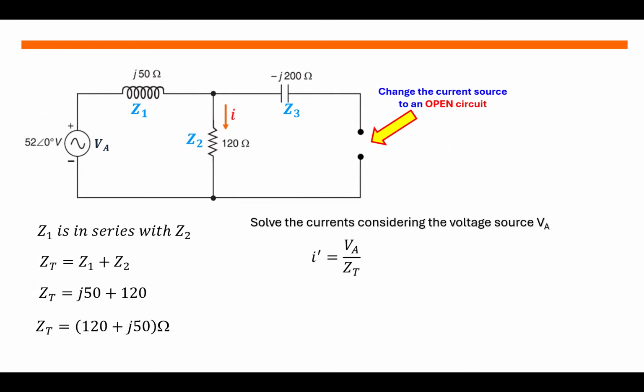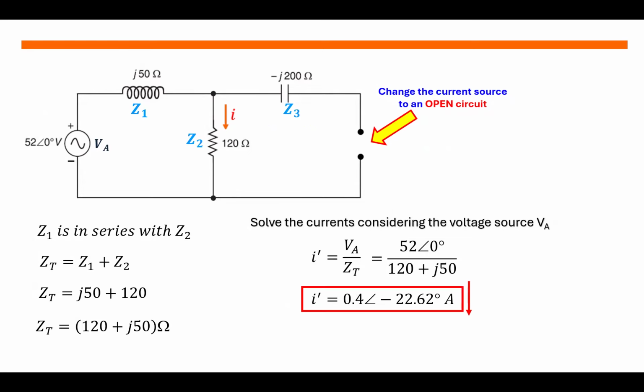So, I prime, meaning this is the current due to our voltage source VA. So, that is VA divided by the total impedance. So, simple Ohm's law. So that is 52 angle 0 degrees divided by the total impedance, and we will get I prime, that is the current due to the voltage source V sub A. So that is equals to 0.4 angle negative 22.62 degrees ampere going downward. So that is the direction of our current due to the voltage source V sub A.